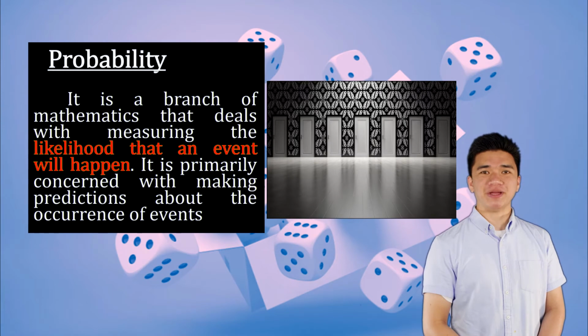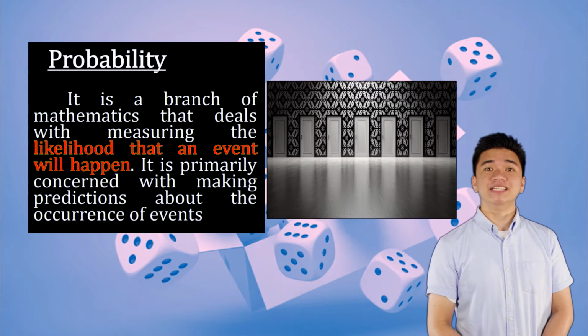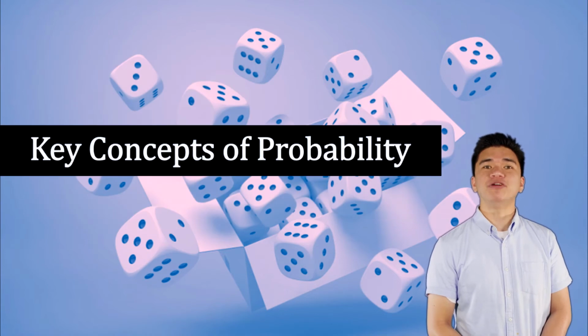Probability is a branch of mathematics that deals with measuring the likelihood that an event will happen. It is primarily concerned with making predictions about the occurrence of events. In the study of probability, certain terminologies need to be understood. These terminologies include the following.